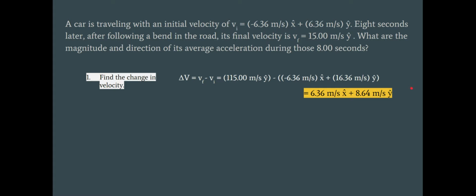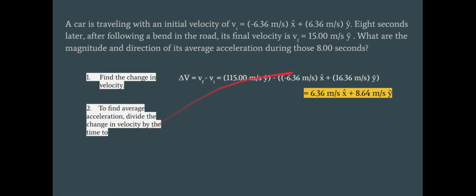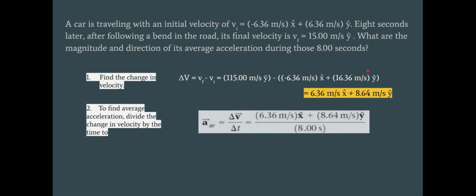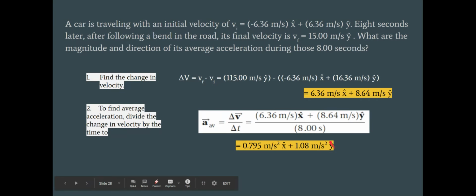Okay. Second step. Let's just go ahead and divide this by our change in time, which is 8 seconds. Okay. So we plug in this information on top. We have 8 seconds on the bottom, and we solve to find this. So we still have an x hat and a y hat direction. And you'll see that our units have changed. So velocity is just meters per second, but once you divide that by time, we get meters per second squared.